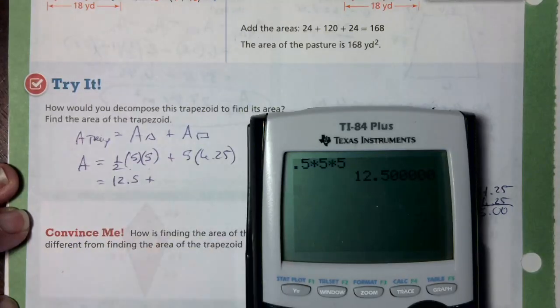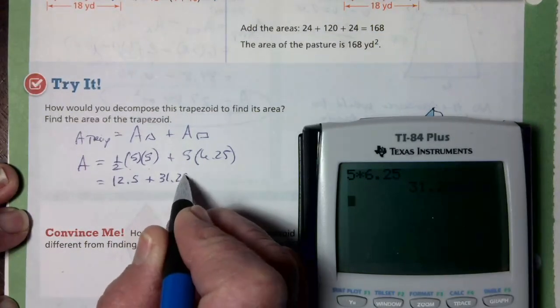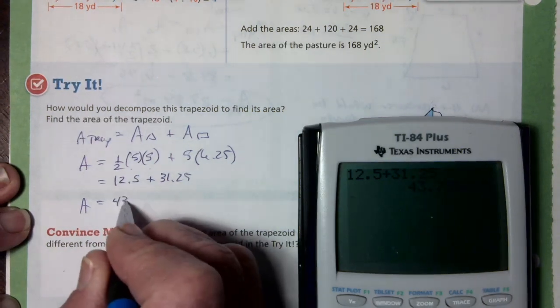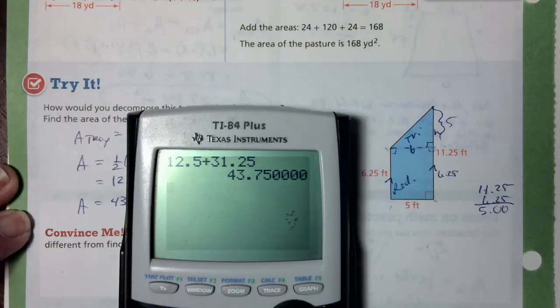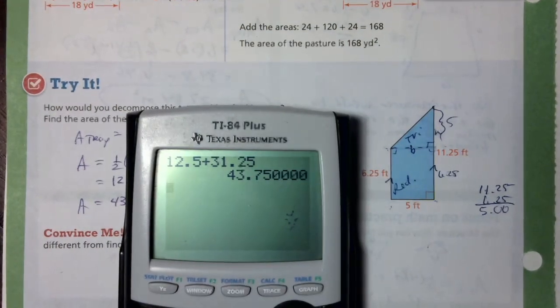12.5. And then we clear calculators. We've got 5 times 6.25, and we have 31.25. So let's clear our calculators and add that together to get our total. We need 12.5 plus 31.25, and I get 43.75. And of course you can do all this by hand if you choose to. If it's on the calculator portion of the test, then use your calculator.